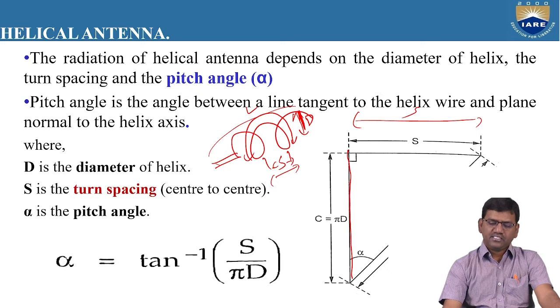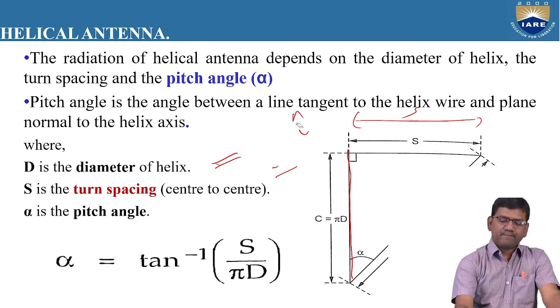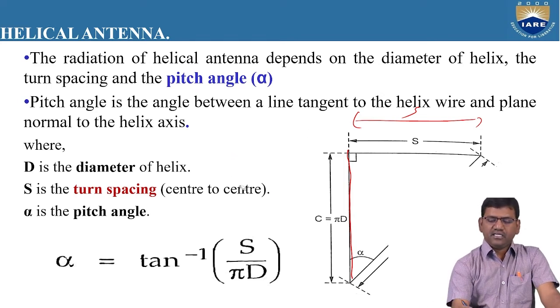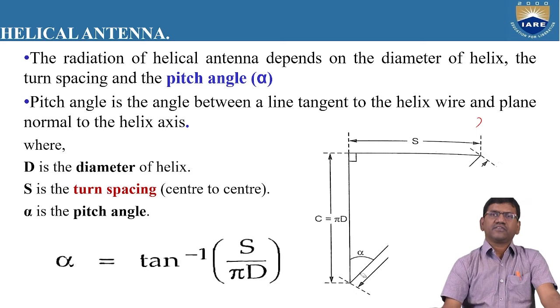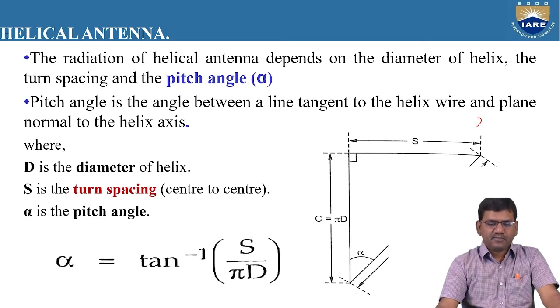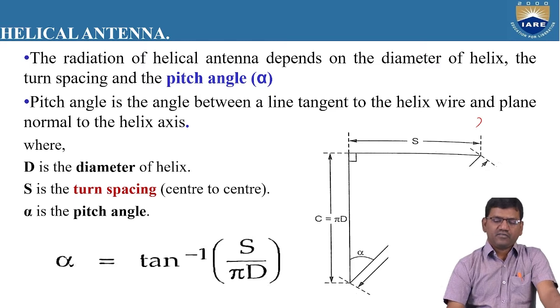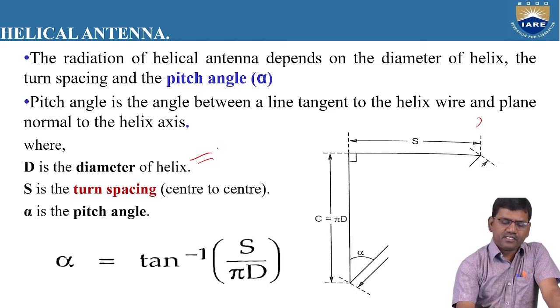Based upon the structure of the helical antenna, we need to design it. We need to fix how much spacing must be there between the turns, how many turns must be used, and what the pitch angle alpha is. The pitch angle alpha depends upon the diameter of the helix, the turn spacing, and the pitch angle. You can see again on the display.